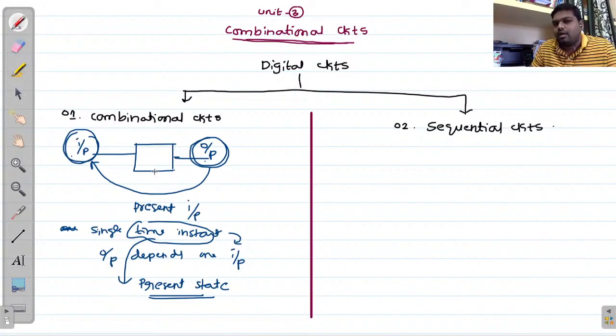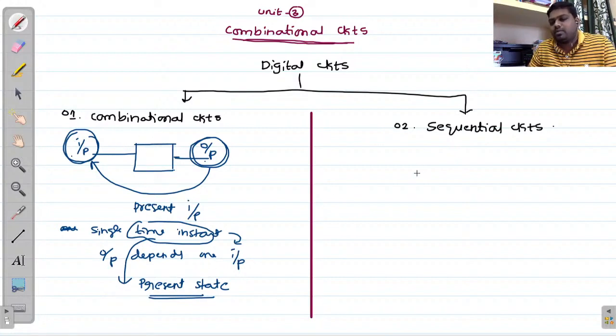That indicates the combinational circuit. In this combinational circuit, we don't have any previous state or future state consideration; it depends completely on present state considerations. So what about sequential circuit? We want to discuss the differences between combinational and sequential circuit. The combinational circuit depends only on present state.